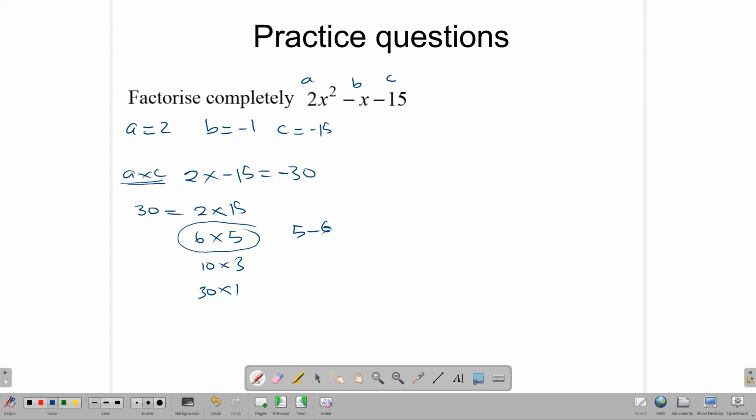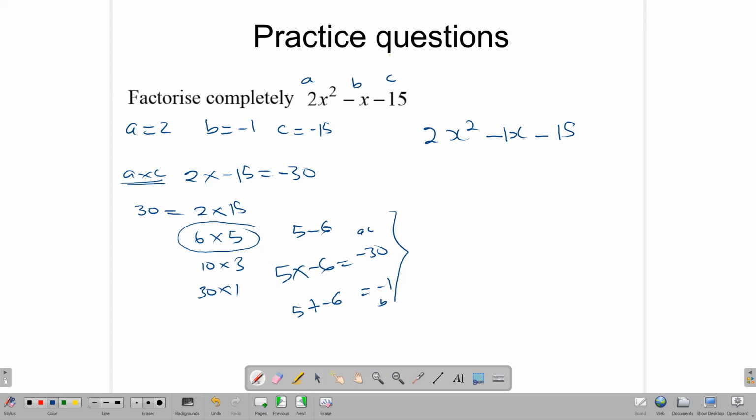So let's write this out. 2x squared minus x minus 15. Remember, this is the same thing as minus 1x. Now we need to use this pair of factors to rewrite this one. So notice then, 5 times negative 6 gives us negative 30, which is that. And 5 plus negative 6 gives us a negative 1, which is our b. So this is our AC and this is our b.